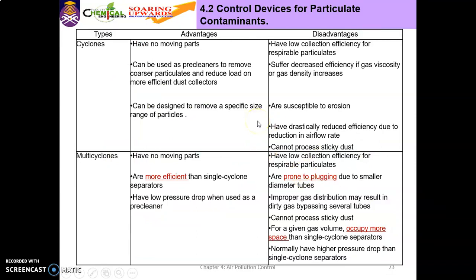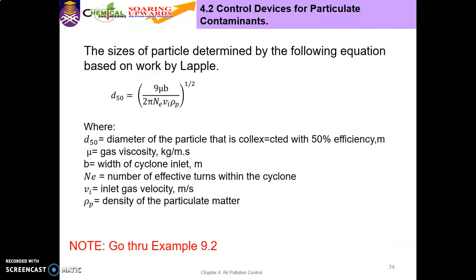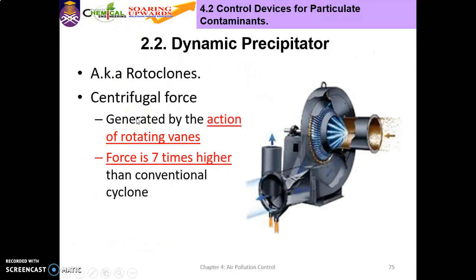Okay, these are the advantages and disadvantages of the single cyclone compared to the multi-cyclone. The multi-cyclone has many units but they are small, but a single cyclone is much bigger in size. The sizes of particles are determined by the following equation. Later we will see it in the tutorial. And next is the dynamic precipitator.